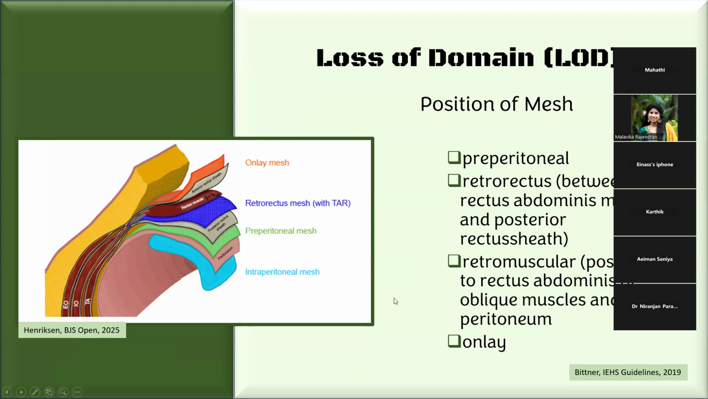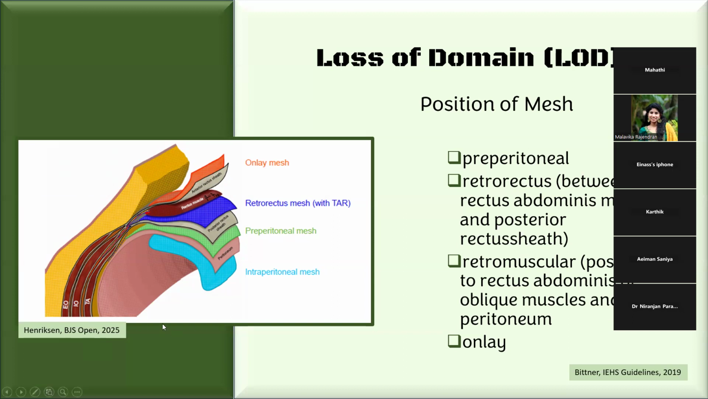You can put it onlay. This is a very nice picture that I got from the BJS. Onlay mesh is sitting on the anterior sheath, rectus sheath. Not a good method. Avoid it as much as possible. If you have no chance of putting it in a deeper layer, then use it. But I hardly ever use an anterior mesh.